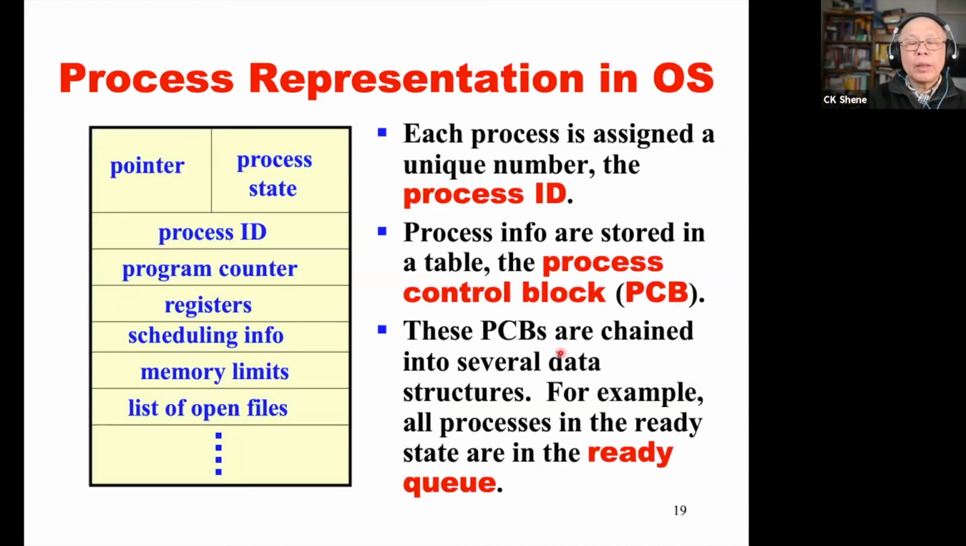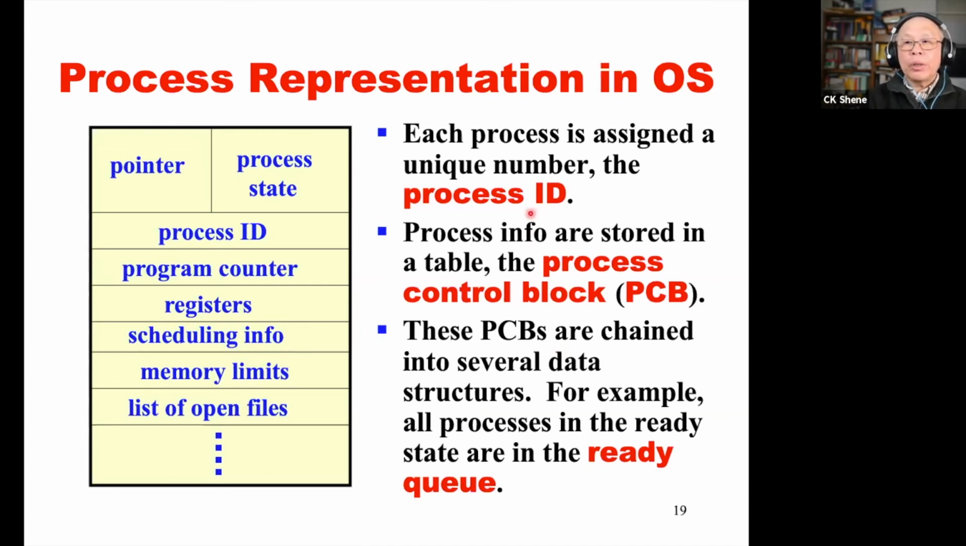Then let's go one step further. We keep saying the operating system created a process. The question is, after creating a process, that process will move among 5 states. How does the operating system know about that process, or in which state that process is in? So the operating system must do some bookkeeping. And this bookkeeping starts from a process ID.